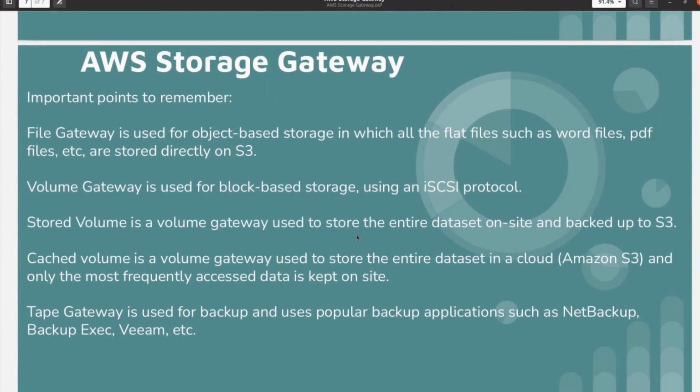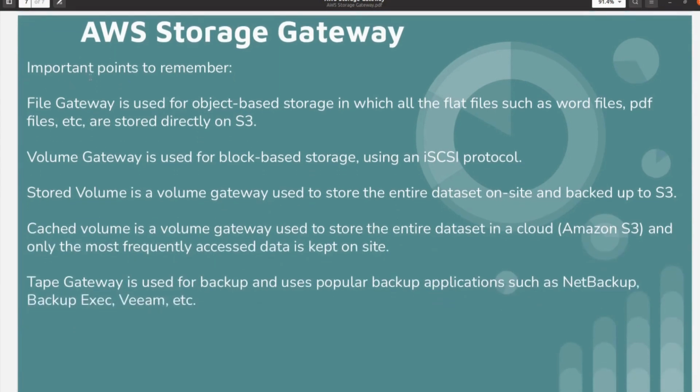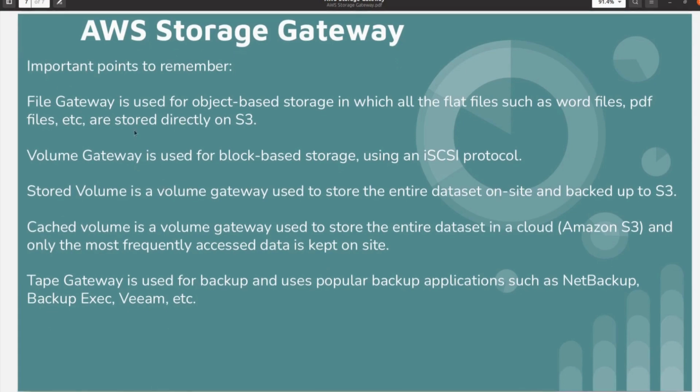So I have written some key points to remember whenever you are working with storage gateway. Let's go ahead and discuss them. File gateway is used for object based storage, in which all the flat files such as Word, PDF, and videos are stored directly in S3. Volume gateway is used for block based storage using the iSCSI protocol.